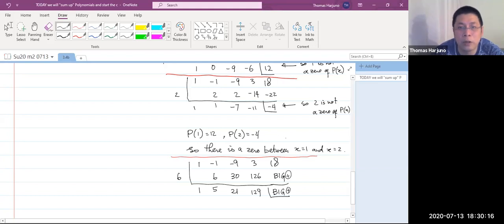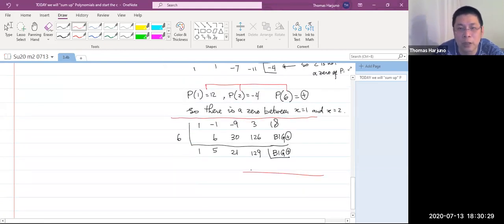Now from here you see that P(6) is positive again. So there's a zero between 1 and 2, and there's also a zero between 2 and 6. As I'm saying here, when x equals 1, that's positive. When x equals 2, that's negative. When x equals 6, that's positive. So there must be a zero somewhere in between here and a zero somewhere in between here.